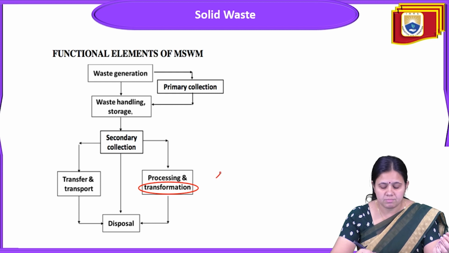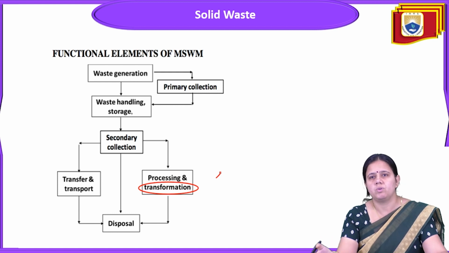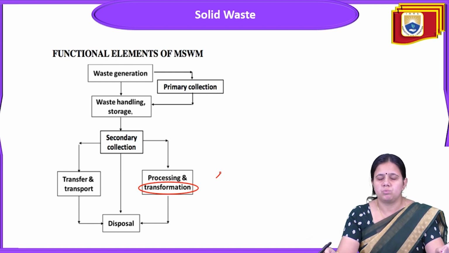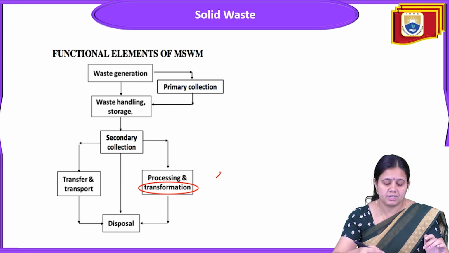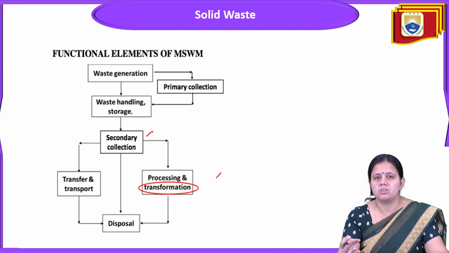In municipal solid waste management, as I have discussed, the work proceeds with this flow chart, which is important to understand. First, waste is generated, then it is primarily collected, and after the primary collection it goes towards handling and proper storage of the waste. After storage and handling comes the secondary collection. First the waste is collected from the point of its source generation, then after the primary collection it goes towards the waste handling and storage location.